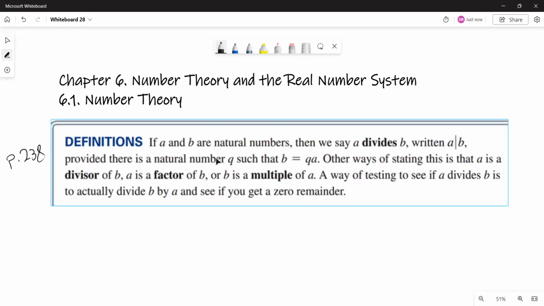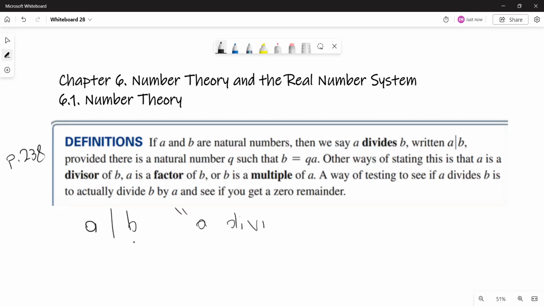If A and B are natural numbers, we say that A divides B, written A bar B. So this stands for A divides B, provided that there's a natural number Q such that B equals Q times A. Other ways of stating this is that A is a divisor of B, A is a factor of B, or B is a multiple of A. A way of testing to see if A divides B is to actually divide B by A and see if you get a zero remainder.